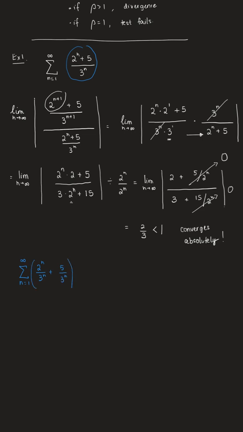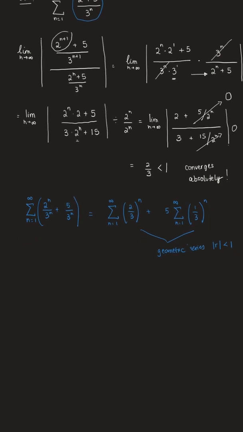And using some properties of sigma notation, we can split this up and write n equals 1 to infinity of 2/3 to the n plus, I'm going to pull out the 5, n equals 1 to infinity of 1/3 to the n. You can see here, both of these are geometric series with r less than 1, so we could just tell here that they converge.